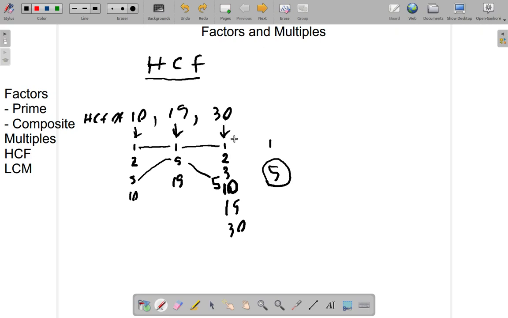Good. So that's what we call the highest common factor. You look at all the common factors and then choose the highest or the higher one. In this case we identified 2.